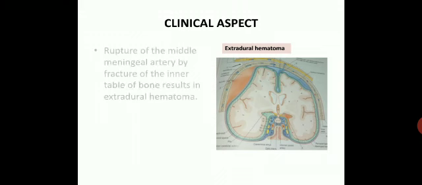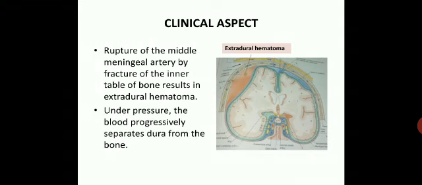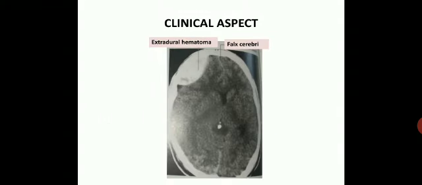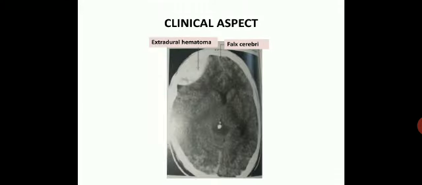Extradural hematoma is the rupture of the middle meningeal artery by fracture of the inner table of the bone, which results in this extradural hematoma. Under pressure, the blood progressively separates the dura from the bone. The CT image of the extradural hematoma will be like this. Here we can observe the extradural hematoma, and we can also observe the deviated falx cerebri.